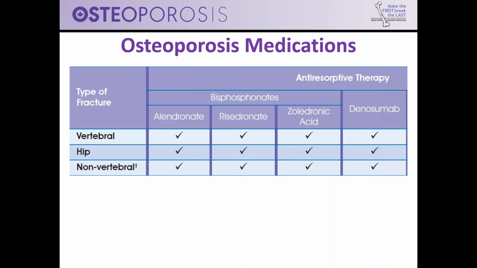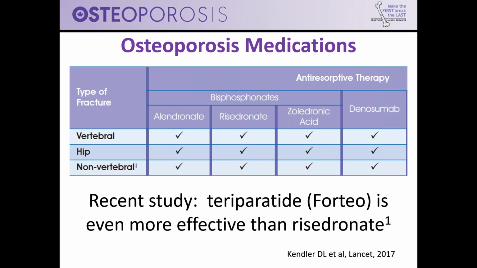So do we have medications that can reduce that high risk of fractures? And this is from the 2010 Osteoporosis Canada Guidelines, looking at the ability of our osteoporosis medications to reduce the risk of vertebral, hip, and non-vertebral fractures. And you can see that we have well-rounded medications that can reduce the risk. I should add to that that there's a more recent study that showed that teriparatide is even more effective than risedronate to reduce fracture risk. So obviously it's another well-rounded medication.